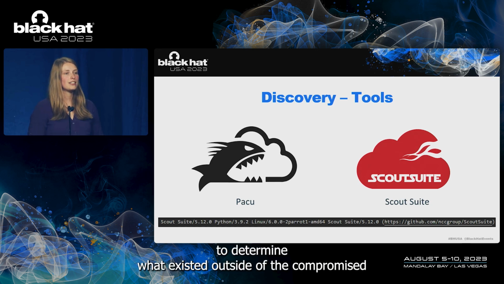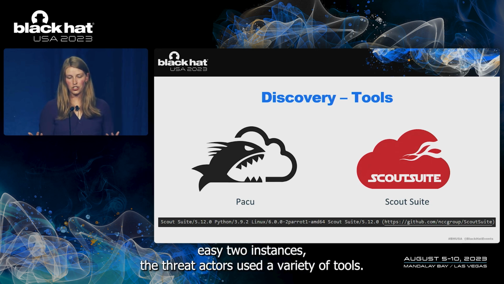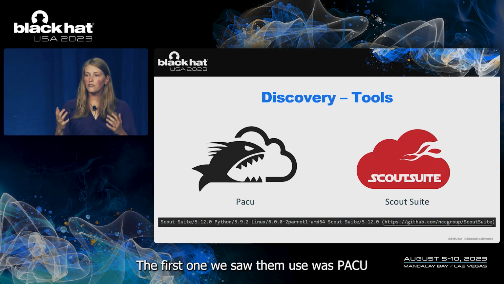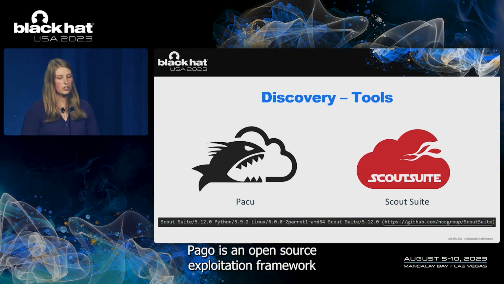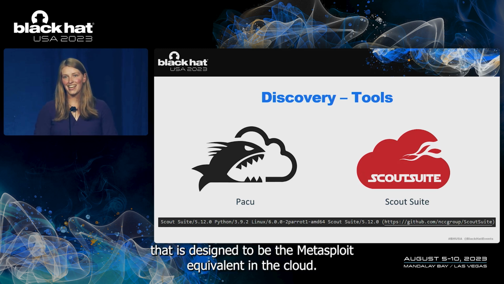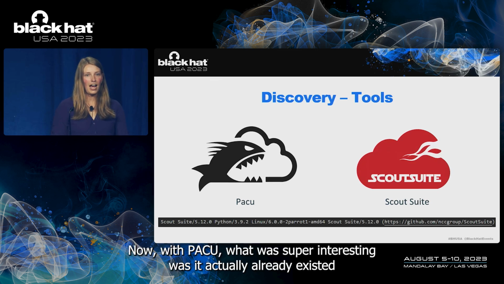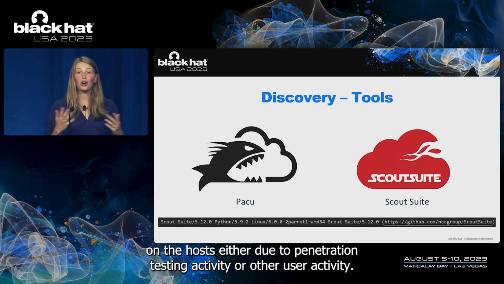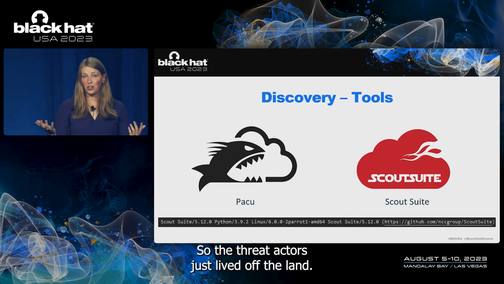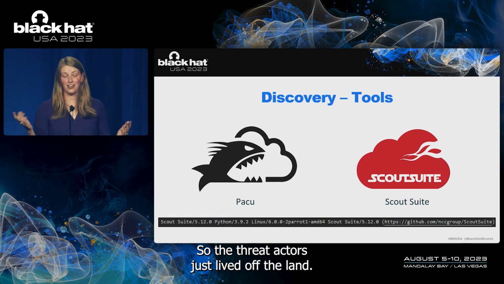To determine what existed outside of the compromised EC2 instances, the threat actors used a variety of tools. The first one we saw them use was Pacu. Pacu is an open source AWS exploitation framework that is designed to be the Metasploit equivalent in the cloud. Now, with Pacu, what was super interesting was it actually already existed on the hosts, either due to penetration testing activity or other user activity. So the threat actors just lived off the land.